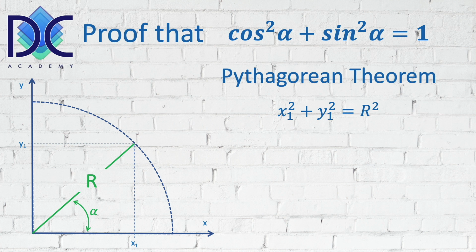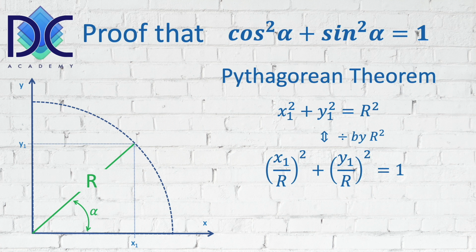The first step, what we do is we divide this expression. We divide both sides, left-hand side and right-hand side, by r squared. Do not forget, whatever we do to the left-hand side, we also have to do to the right-hand side. And we find here that we have x1 divided by r to the square plus y1 divided by r to the square is equal to 1. So we already see that we have those two squares which are equal to 1.